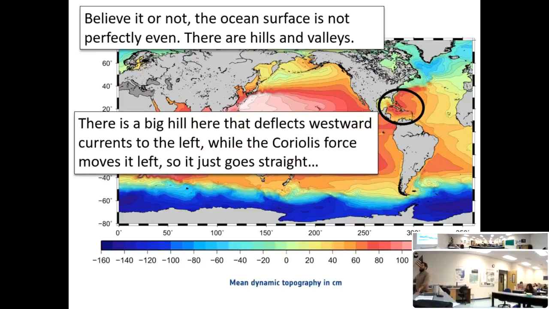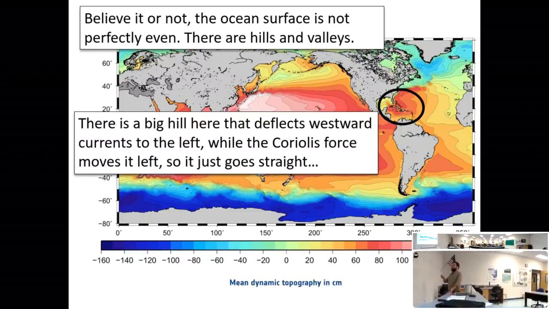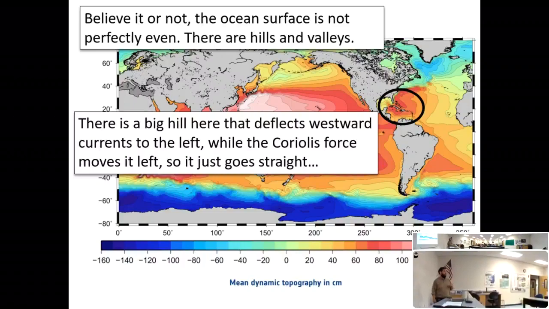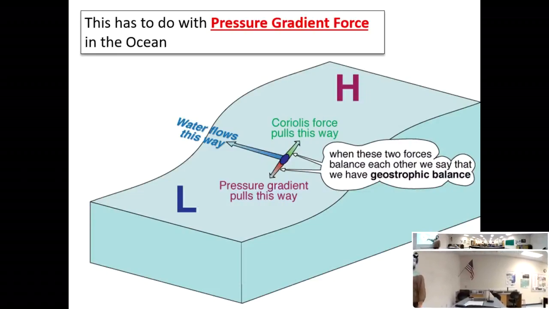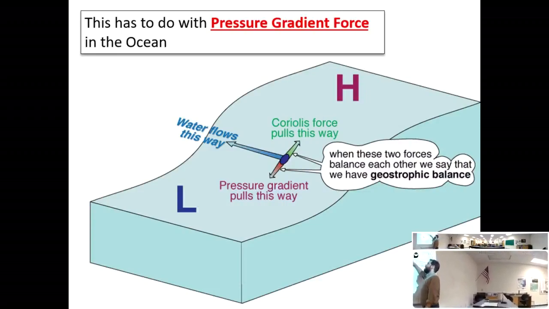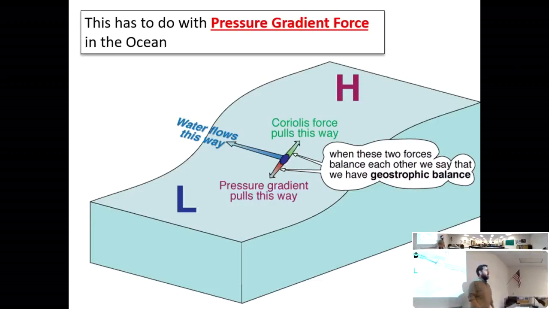All right, right here, you'll notice that our big hill is kind of off the coast of Florida and the Caribbean, things like that, okay? So water's going to get kind of deflected away from that hill. So the water's maybe getting pushed this way. There's a pressure gradient pull down this way because it doesn't want to climb up the hill, the water hill, okay? So what ends up happening is the water just flows at some level between them. There's a Coriolis force push this way, there's a pressure gradient force this way, so the water goes straight to the west, okay?